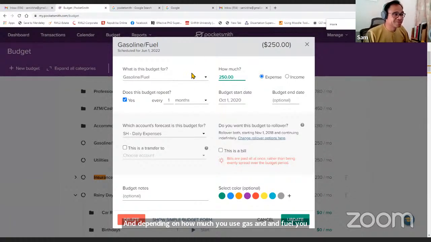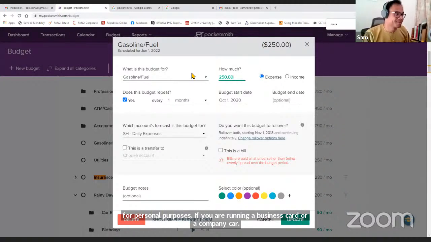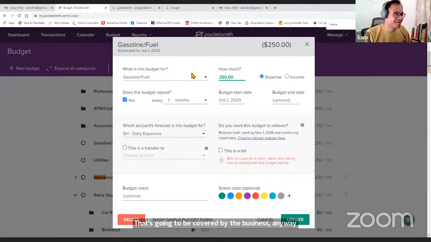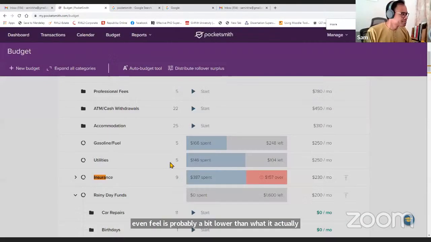Now, bearing in mind that this is for personal purposes, if you are running a business car or company car, that's going to be covered by the business anyway. So if you are still using that for personal purposes, because let's face it, you probably are, you might find that your personal spend on gasoline and fuel is probably a bit lower than what it actually should be. So yeah, leave that to you to work out.